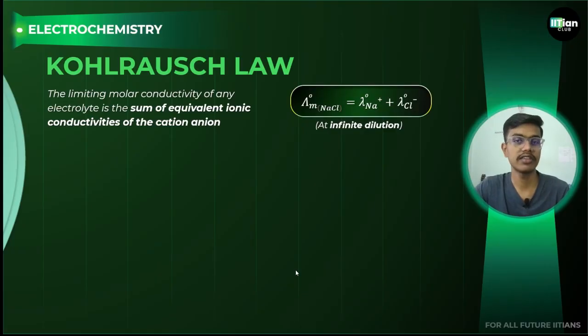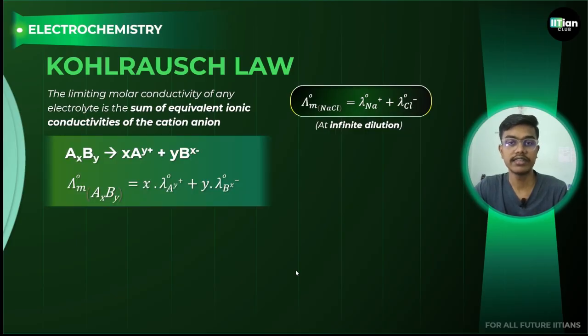Next up, the final topic, we have Kohlrausch law, which states that the limiting molar conductivity of any electrolyte is the sum of the equivalent ionic conductivities of the cation and anion. Let's say you have a reaction like this, and you are about to find the molar conductivity of the molecule AxBy. You can see it is getting decomposed into cations and anions, and it is equal to the sum of the molar conductivities of cations and anions multiplied with the stoichiometric coefficients.